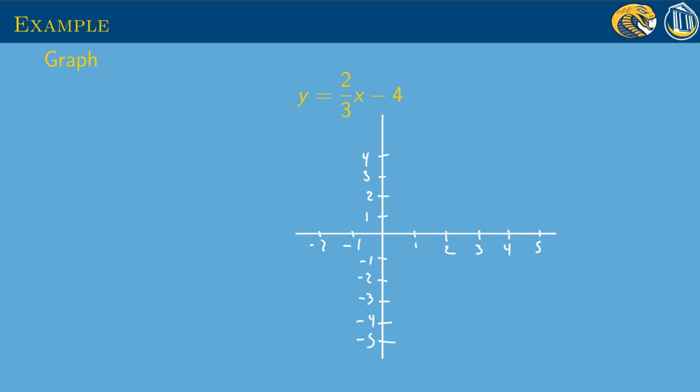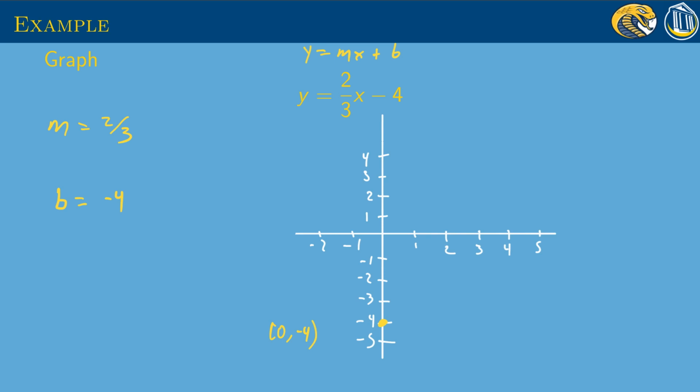Let's say we want to graph the equation y equals 2/3 x minus 4. Remember, since this is in the form y equals mx plus b, we know two pieces of information. m equals 2/3, that's our slope, and b equals minus 4, that's our y-intercept. So if we want to graph this function, we know straight away that there's a point down here at 0, minus 4. That's where the graph intersects the y-axis.